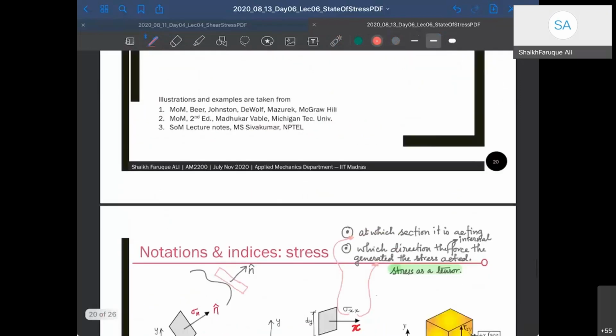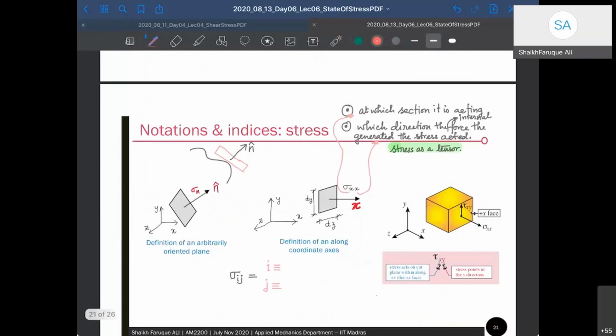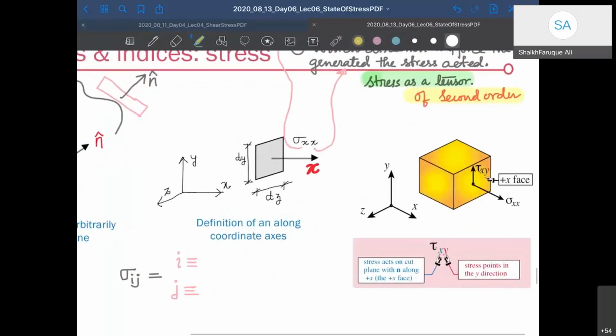Notation of stress I have already talked about. This is how you represent stresses. The first x represents the direction of the section at which the cutout is taken, and the other x represents the direction of the force. Since it needs 2 directions, it is called a tensor of second order. A stress is a tensor of second order; a vector is first order. Why second order? Because you need 2 indices, one is x, the other is y, or i and j. This is also shown here with this picture, so you can go through this and understand it better.